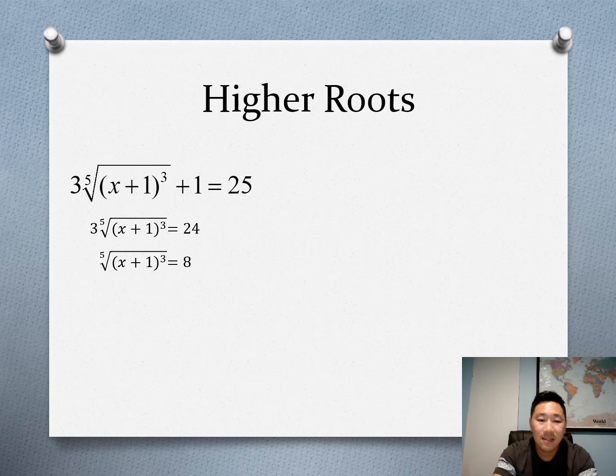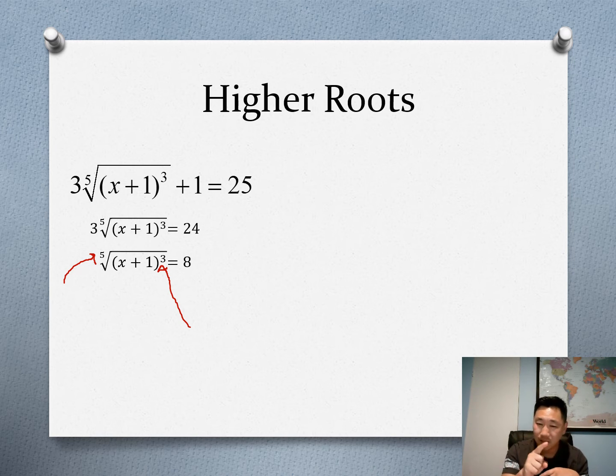All right, and now we just have the root. At this point, it gets a little bit tricky, but not too bad. We have a little 3 here, and we have a little 5 there. So the 5th root, and then the cube. We have to figure out which of those two you get rid of first. And it's actually your choice.